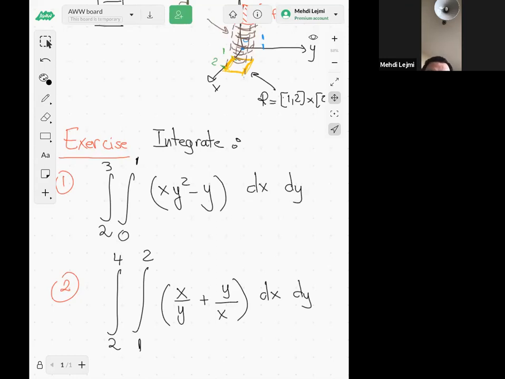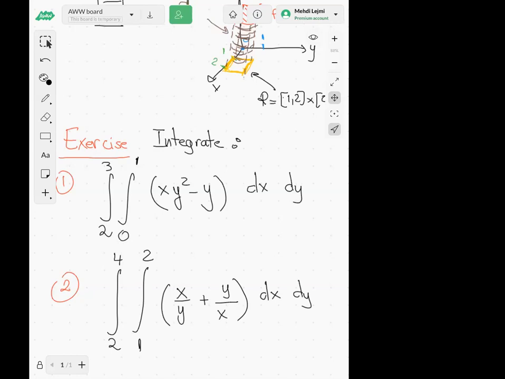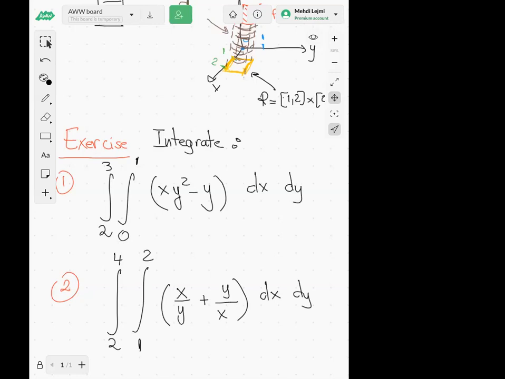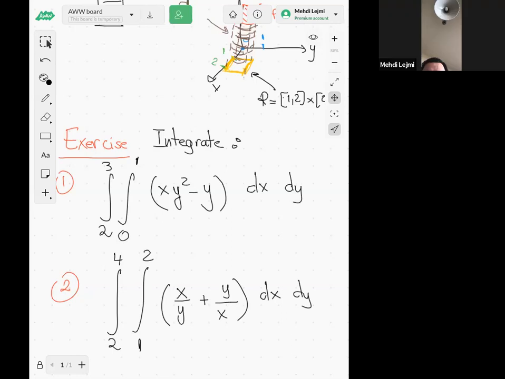So does anyone have the answer for number one, for the first integral? I have 5/2. 5/2? Yeah. Okay. And what about -3, Dylon? Okay, so we have two different answers. All right.